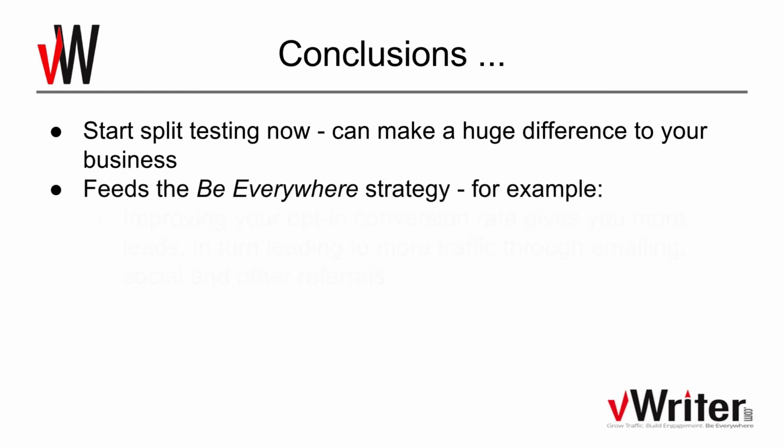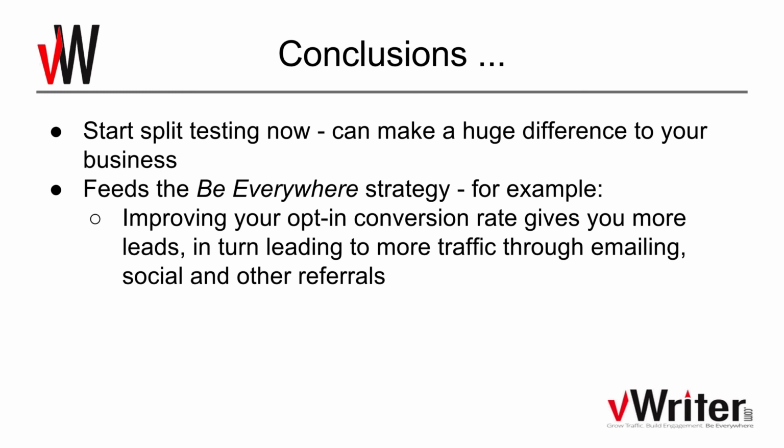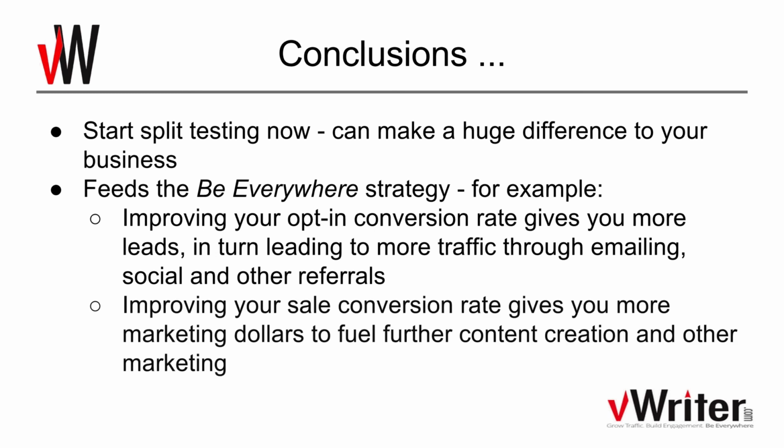As an example, improving your opt-in conversion rate gives you more leads. When you're doing email marketing and so on, bringing them back to your website, that leads to more traffic, leads to more social referrals, leads to more referrals from other websites and so on, because you're communicating with a larger base of people. So you're in front of people more often. And also improving your sales conversion rates, of course, that gives you more marketing dollars that then you can plow into further marketing, such as content creation, other forms of marketing like advertising and so on.